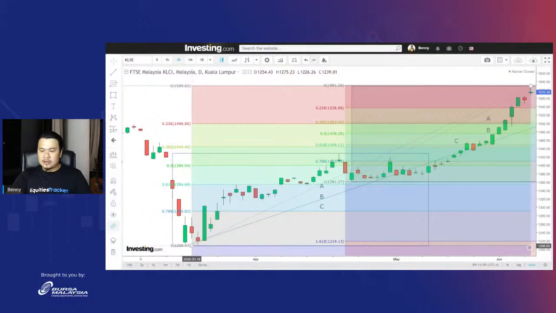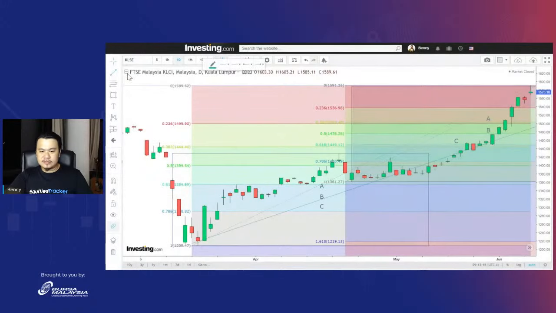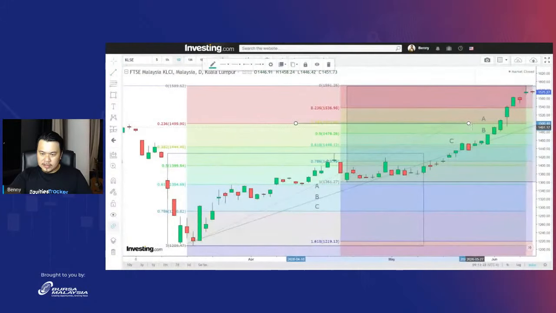Right now, if you want to look at where the confluence of Fibonacci retracement levels is, number one, it could be here. If you can see, this is where the price actually overlaps. I know this can be a little bit complicated, but just bear with me.